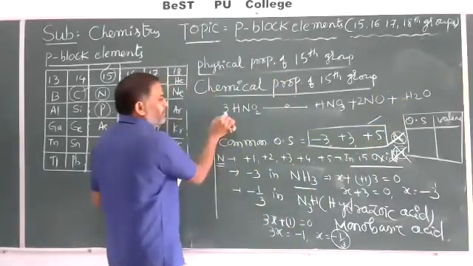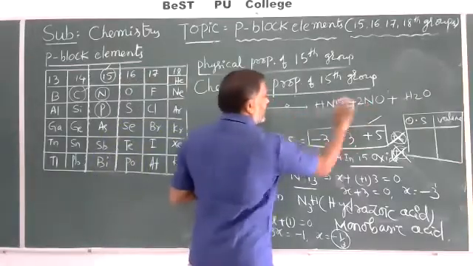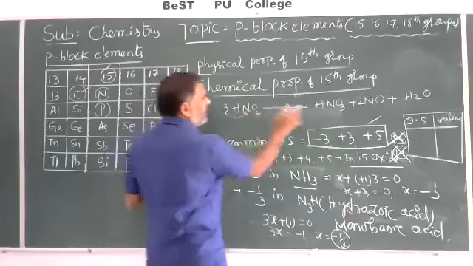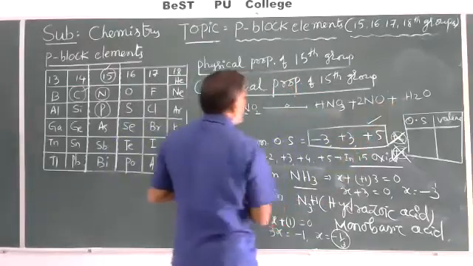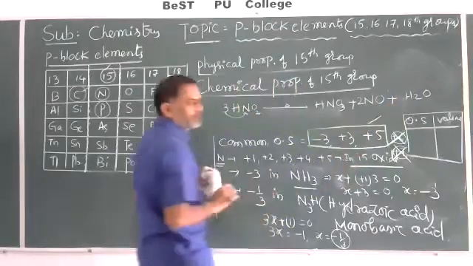See here, 3 nitrogen atoms are there here. Here 1 and here 2, balanced. Hydrogens 3 are there, 1 and here 2, balanced. Oxygen atoms 6 are there, 3, 2, 5 plus 1, balanced.